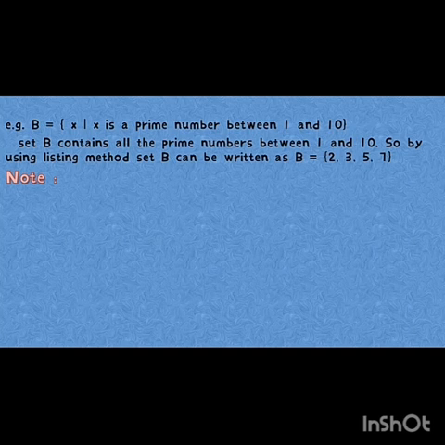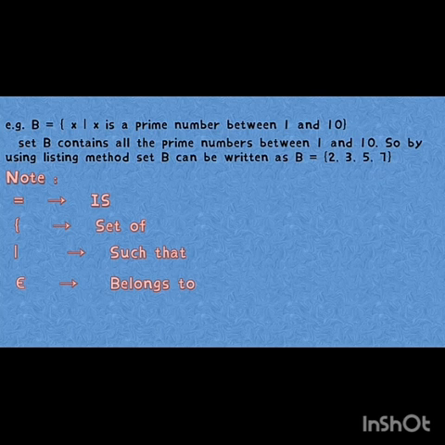For the rule method or set builder form, we have to see some notes here. For these signs we will use special words. For is equal to we will use is. For curly bracket we will use set of. For vertical line we will use such that. For this sign we will use belongs to, and for comma we will use and.